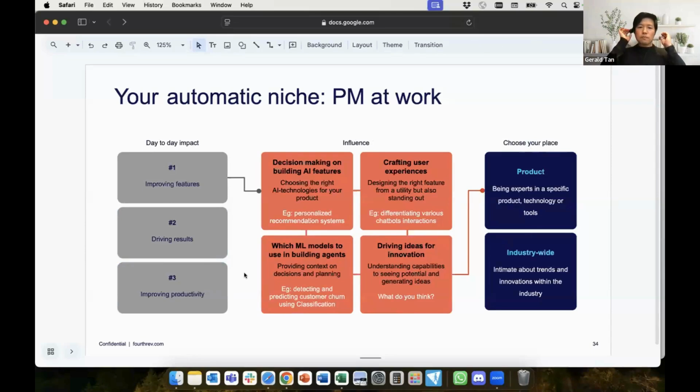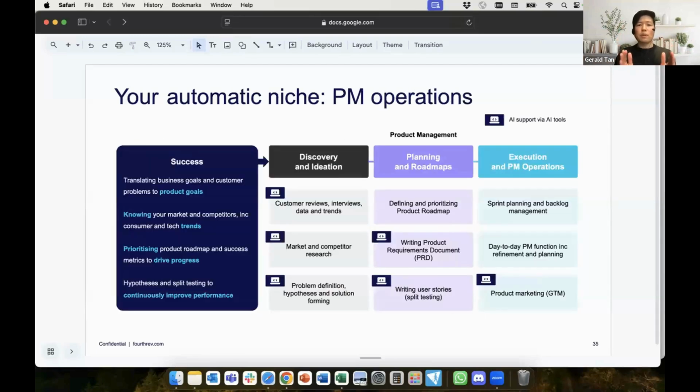Okay, so what I want you to impart with today is, you might think, oh man, this is beyond me, I'm not going to be. No, I don't agree. You can do this, and you have an automatic niche. If you can't think of one at work, focus deep into product management operations. So as a PM, this is what I interpret as success. You can translate business goals and customer problems to your product goals. You know your market, you know your competitors, and you know what the consumer trends and the tech trends are, right? And you can combine it all to create the features that your customer needs. And you know how to prioritize, and you know how to drive the progress with your team.